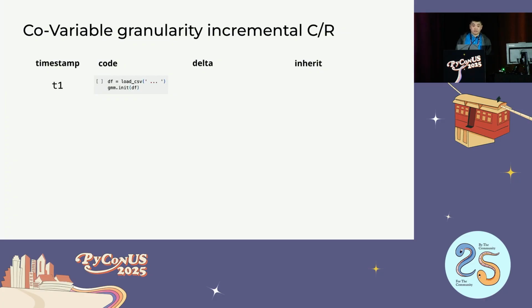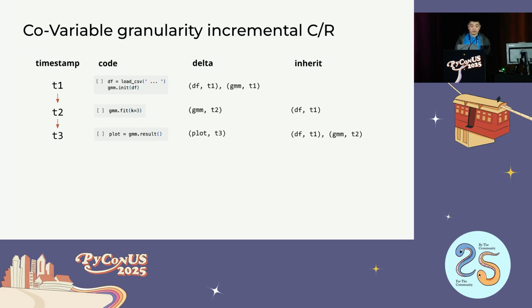timestamped. For example, in this first code snippet, where the user declares a data frame and then declares an empty machine learning model, the delta will be these 2 new variables. It's going to inherit nothing from the previous cell execution because there is none. And then in the second cell execution, where the user actually fits the model, the delta will be the fitted model at timestamp T2. And then it's going to inherit the data frame from timestamp T1 because this new cell execution did not modify the data frame. Similarly, for cell T3, where the user declares a plot, the delta will be the plot, and it's going to inherit both the model and the data frame from cell T1.